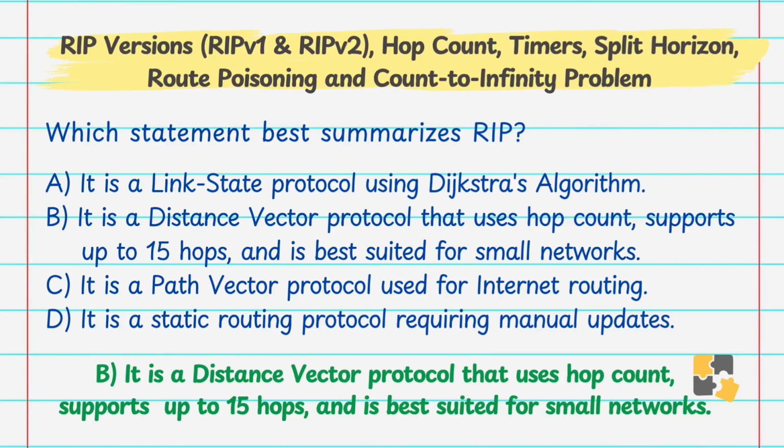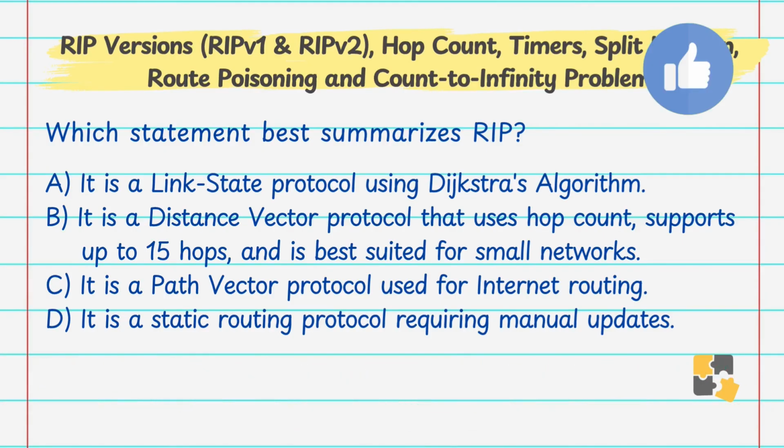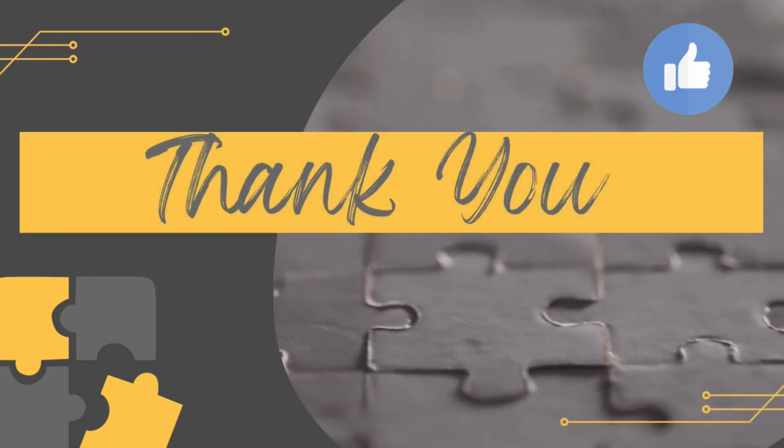RIP is a distance vector routing protocol that uses the hop count as its metric. It supports a maximum of 15 hops, exchanges routing updates every 30 seconds, and is ideal for small networks due to its simplicity but limited scalability. That's why our answer is B.